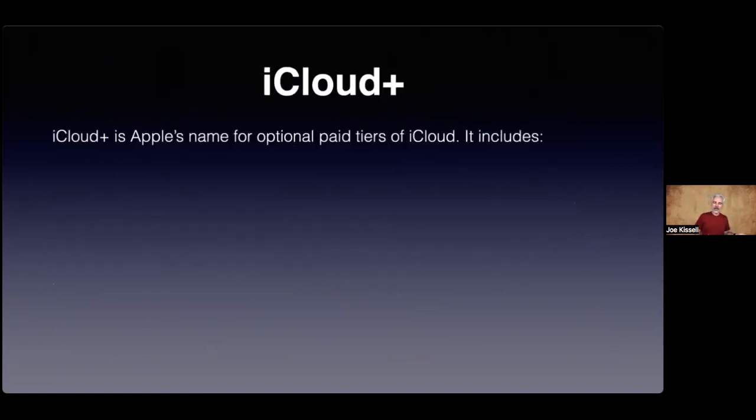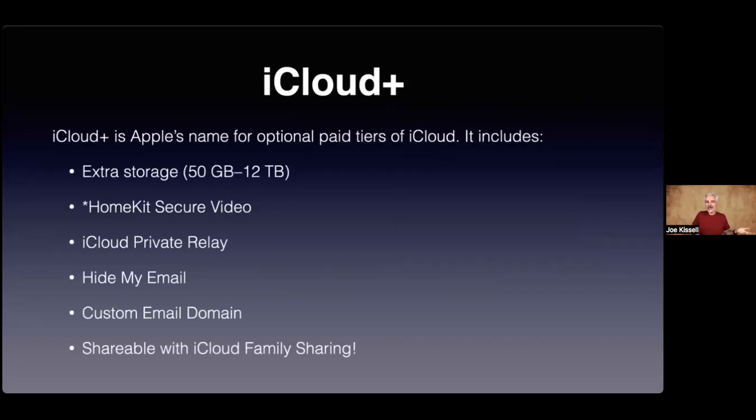So it used to be that Apple had just simply paid tiers for extra storage. And then a couple of years ago, they started saying, we're going to change the name of paid storage. We're going to call it iCloud Plus, and it's going to be more than just storage space. We're going to add some more features too, like these ones. So if you have security cameras, there's HomeKit Secure Video, which I'm not going to talk about. iCloud Private Relay, Hide My Email. Those are two privacy features that I am going to talk about shortly. You can add a custom email domain if you like. I'll mention that later too.